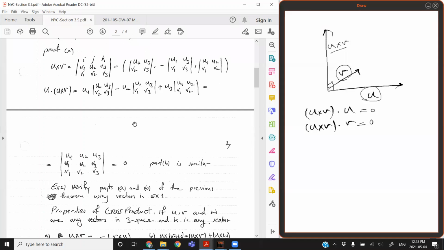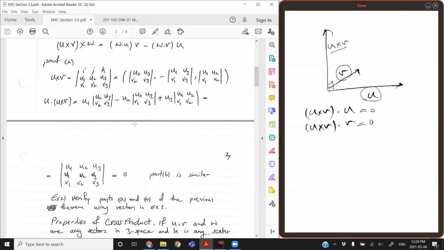Is the logic clear here for part A? We know the definition of dot product: you multiply the first component of u by the first component of u cross v. That's what I'm doing here. Then the second component of u times the second component of u cross v, and the third component, and then you add them up. But when you do that, you can see this is basically a cofactor expansion along the first row of a matrix that has two identical rows. That determinant is going to be 0 for sure.